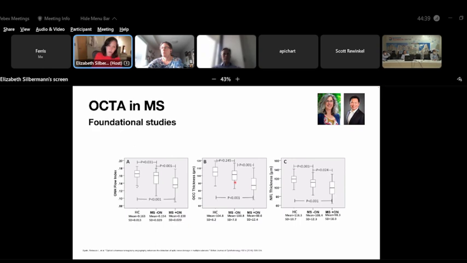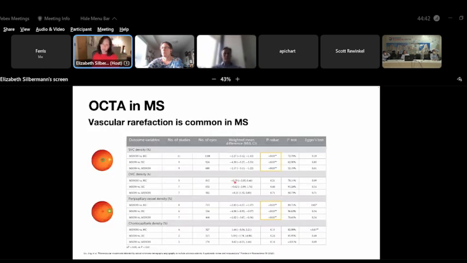So from this early work, there has been a relative explosion of research done in this area. This is a meta-analysis that was published just a few weeks ago, which is looking at all of the data to date of people using OCTA in MS. All of these studies are cross-sectional studies, but what we find overall is that the decrease in the macular SVC and peripapillary vessel densities in MS versus healthy controls is well established and consistent.